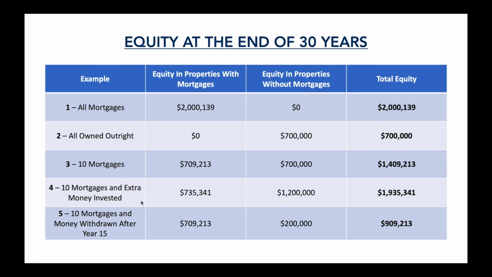In example 4, your equity in properties with mortgages is $735,000. Your equity in properties without mortgages is $1.2 million, and your total equity is $1.9 million. And finally, in example 5, your equity in properties with mortgages is $709,000. Your equity in properties without mortgages is $200,000, and your total equity is $909,000.